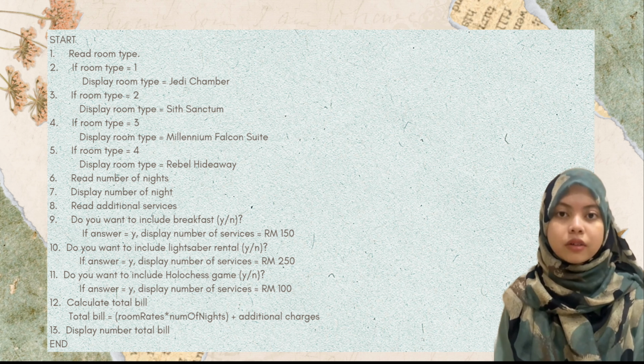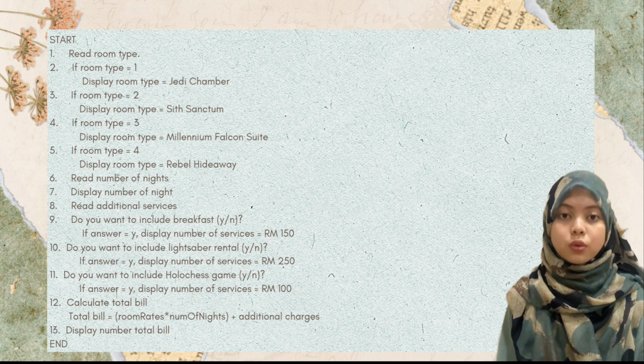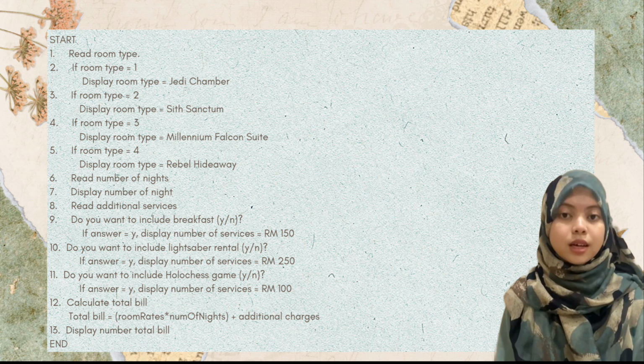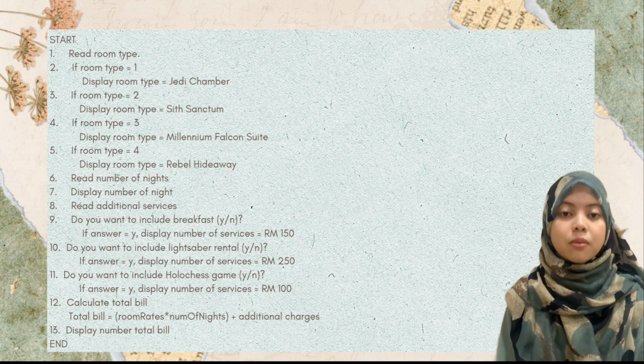Number 9 would be: do you want to include breakfast, yes or no, or y/n. If answer equals y, display number of services RM150. Do you want to include lightsaber rental, yes or no, or y/n. If answer equals y, display number of services RM250. Do you want to include holo chess game, yes or no, or y/n. If answer equals y, display number of services RM100. Calculate total bill. Total bill equals room rate multiplied by number of nights plus additional charge. Display total bill.